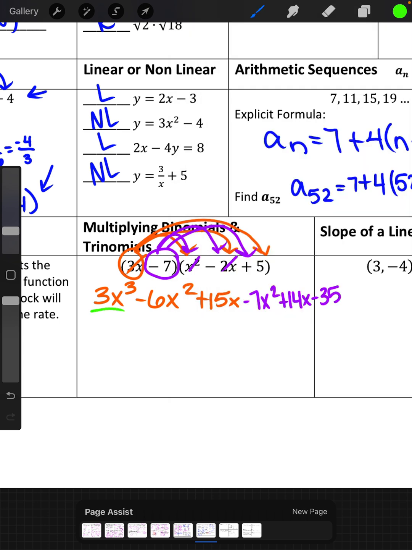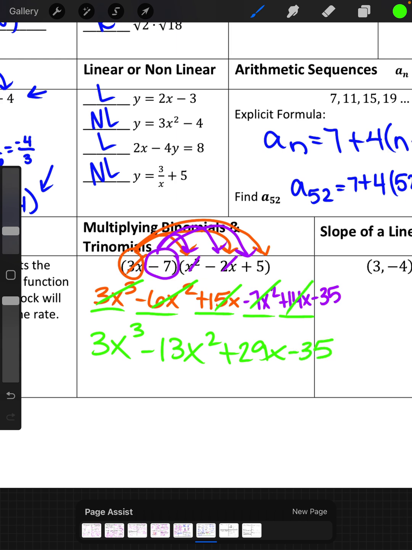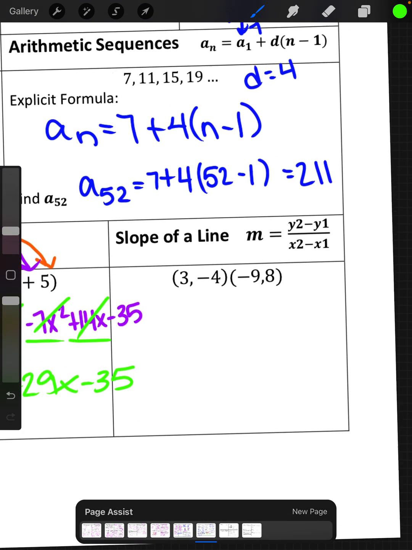So let me grab a different color for that also. So I've got 3x cubed. I don't have any other x cubes, so I'm just going to say 3x cubed. I've got negative 6x squared and negative 7x squared. I can combine those because they have the same variable and exponent term. So negative 6 and negative 7 make negative 13x squared. I've got 15x and positive 14x, and that's going to give me positive 29x. And then I've just got negative 35, and then you're done with that.